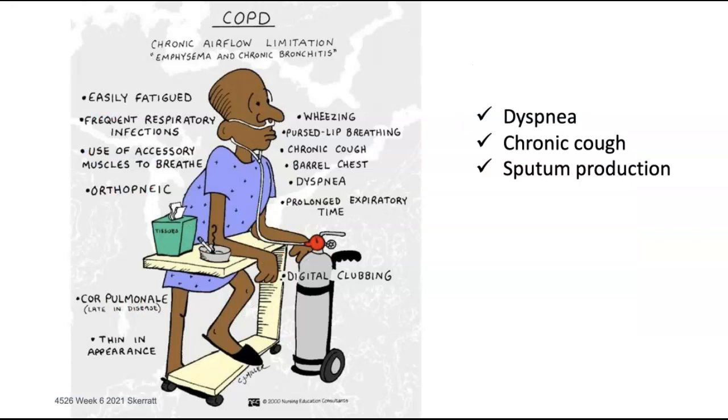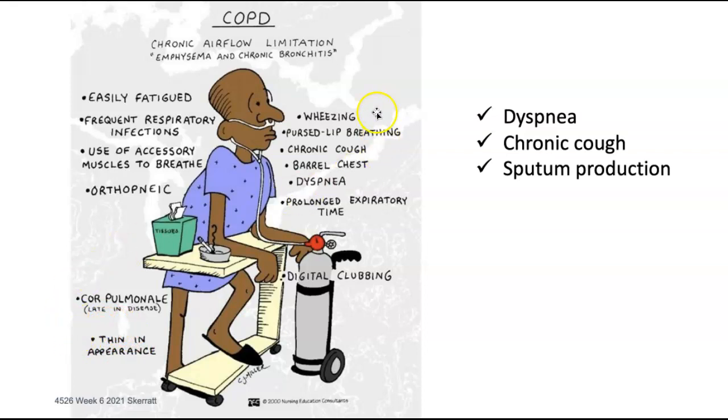This cartoon is a great illustration showing the main clinical manifestations of COPD. At the top, you have the chronic airflow limitation with both emphysema and chronic bronchitis. Some of the manifestations you see are individuals easily fatigued, frequent respiratory infections, use of accessory muscles to breathe, orthopnea, so shortness of breath while lying flat, cor pulmonale, which is right-sided heart failure, which I'll speak to. They often appear thin in appearance.